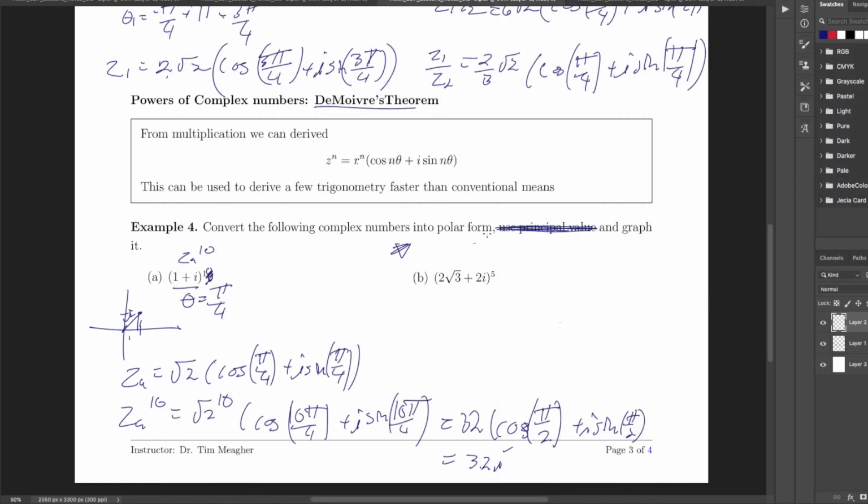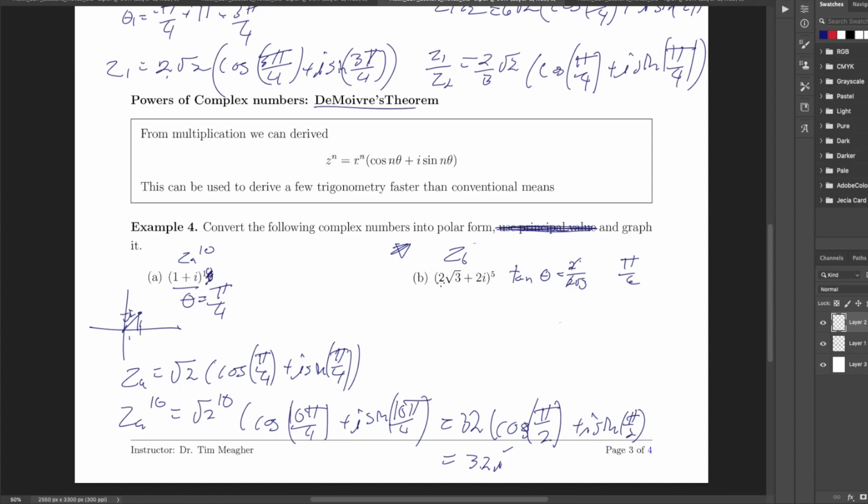Okay, so let's try this one more time. So this is zb. I made a small mistake last time, so let's redo it. So here we're going to find the angle. So we'll have tangent of theta is equal to 2 over 2 square root 3. So the real part goes on the bottom, imaginary on top. This is just the tangent 1 over square root of 3. Notice that my real part is positive, so we can just take the arctangent. So we get pi over 6.